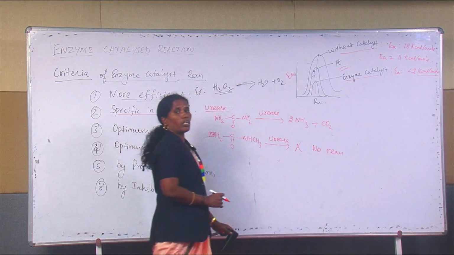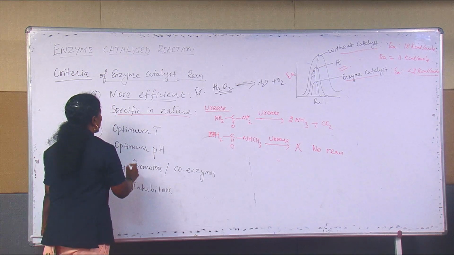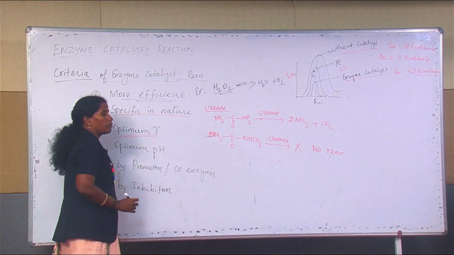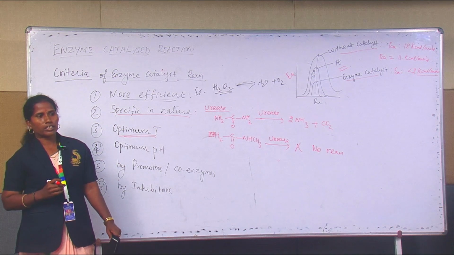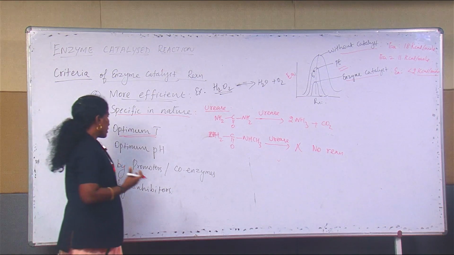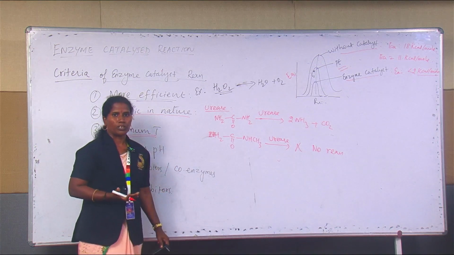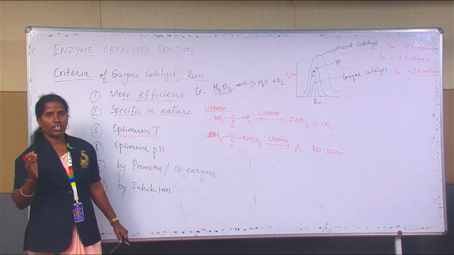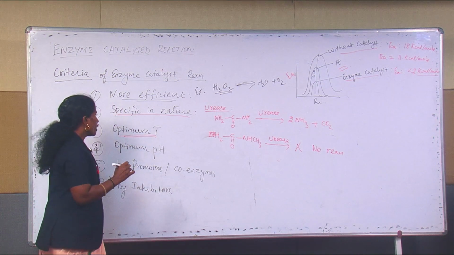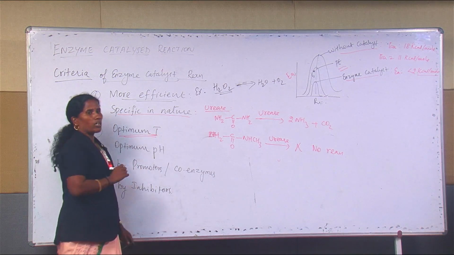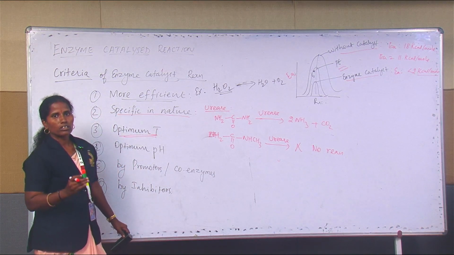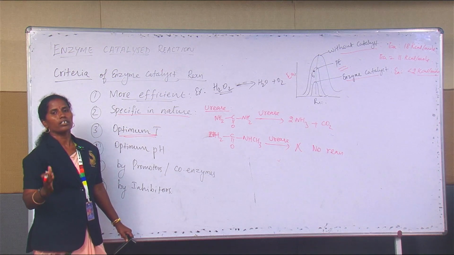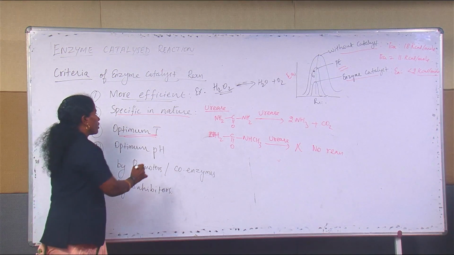So enzymes are specific in nature. Third one, optimum temperature. The rate of enzyme catalyst reactions is maximum at optimum temperature. That means at a particular temperature, the rate of the reaction is very high. It indicates the optimum temperature. The temperature at which the reaction rate is maximum is called optimum temperature.